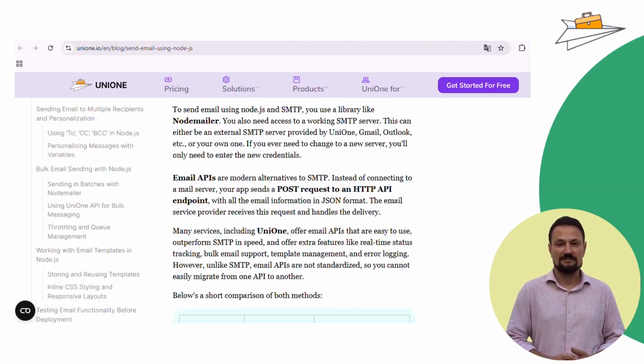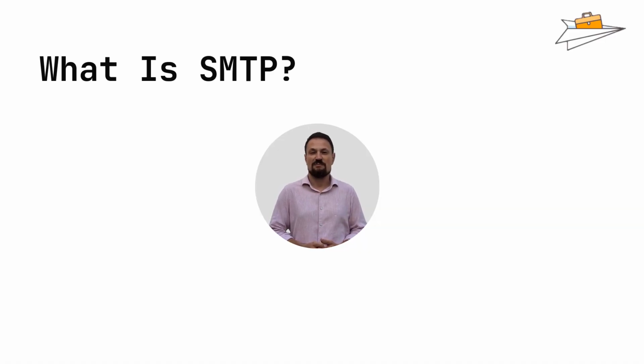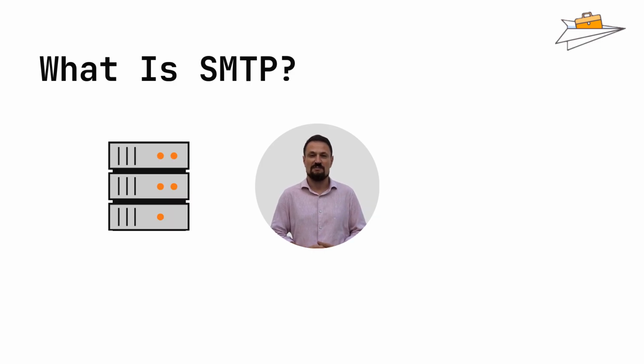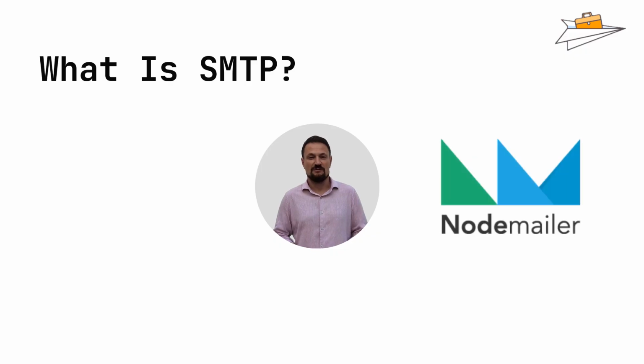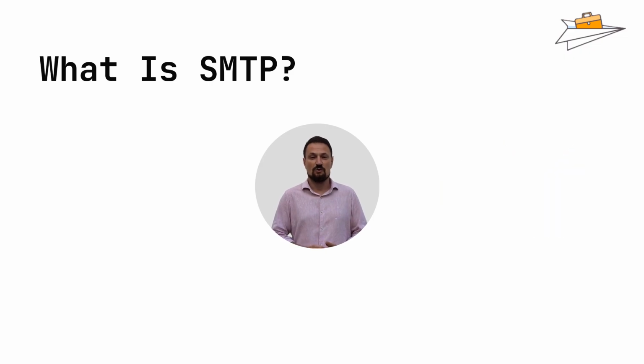Let's get started. First of all, what is SMTP? SMTP, or Simple Mail Transfer Protocol, is what email is based on. When you use SMTP in Node.js, your app connects to an SMTP server, hands over the message data, who it's from, who it's to, the subject, the body, and the server takes care of the rest. For using SMTP with Node.js, the most common library is NodeMailer. It's simple, reliable, and works with any SMTP server, including Gmail and Outlook, or services like UniOne.